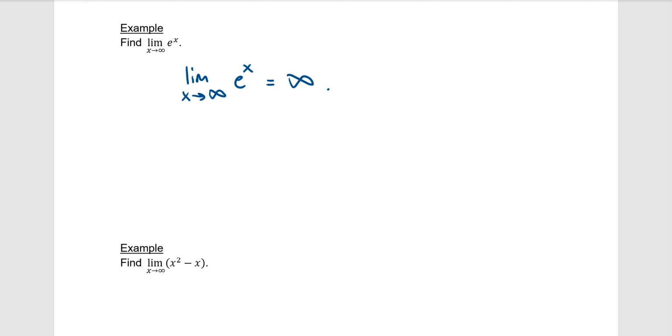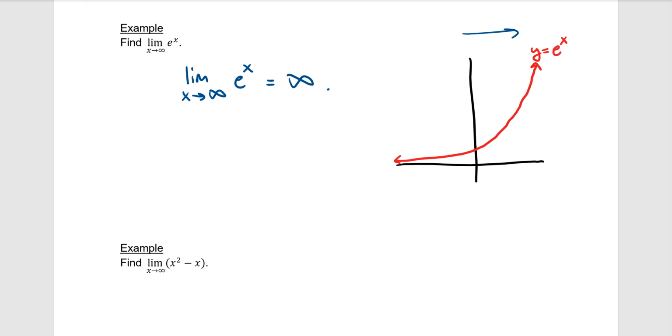And also, we should know what the graph looks like. The graph looks something like this. And you can see that the function values are blowing up, increasing without bound as x goes to infinity.